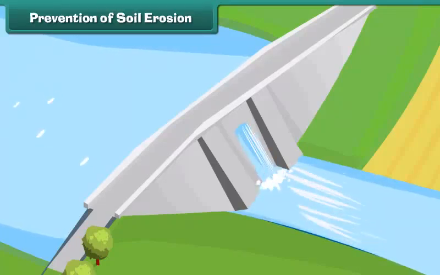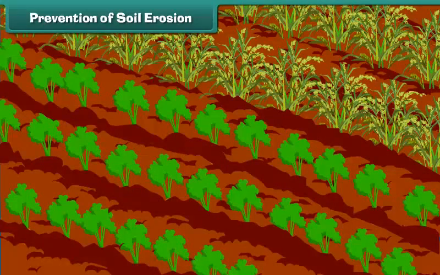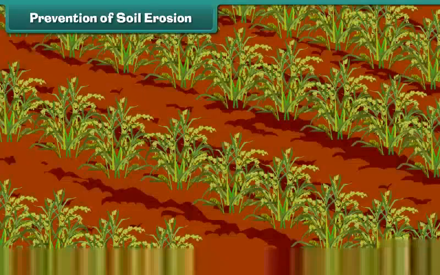Some modern techniques of farming need to be practiced. For example, different types of crops should be grown at different times on the same land. Different types of crops should be grown in alternate rows in the same land. These practices control the loss of soil and increase the fertility of soil. Remember, friends, soil is a precious natural resource, and it is our duty to conserve it for keeping the environment healthy.